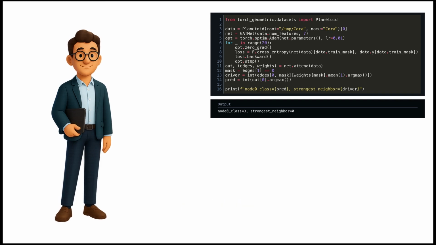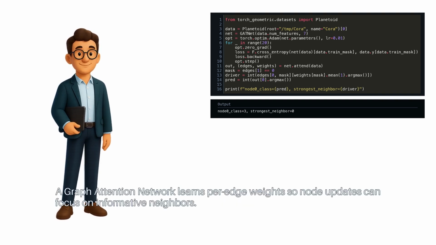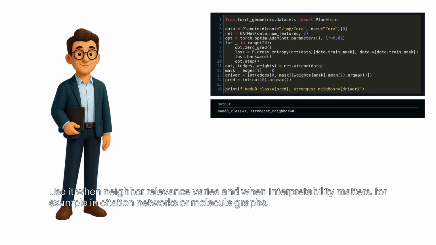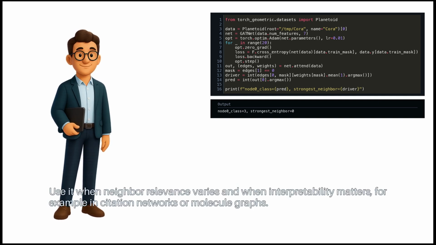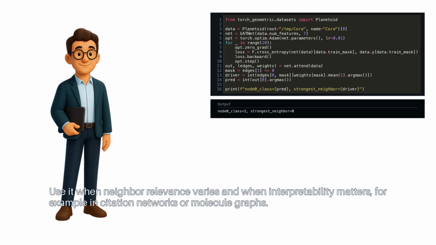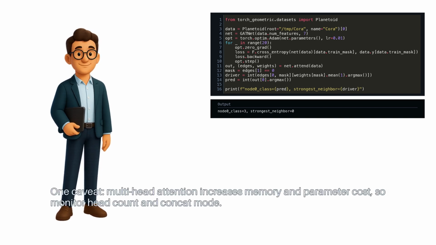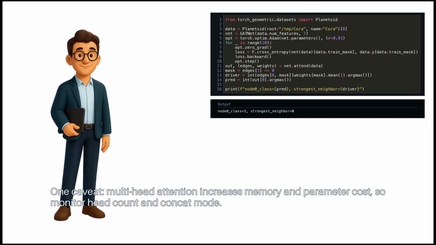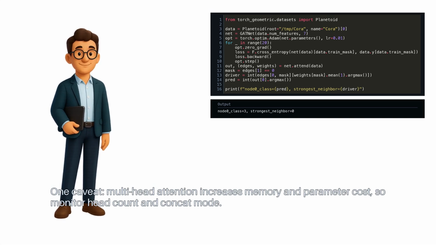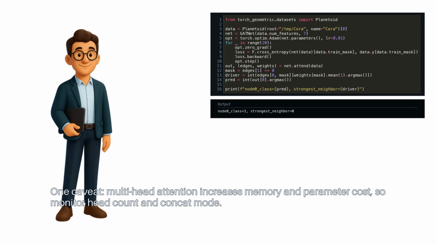Quick summary. A graph attention network learns per-edge weights, so node updates can focus on informative neighbors. Use it when neighbor relevance varies and when interpretability matters, for example in citation networks or molecule graphs. One caveat: multi-head attention increases memory and parameter cost, so monitor head count and concat mode.